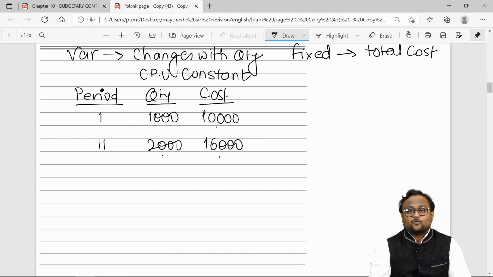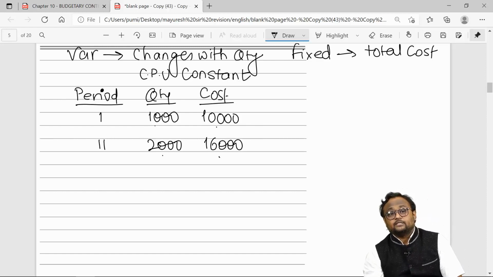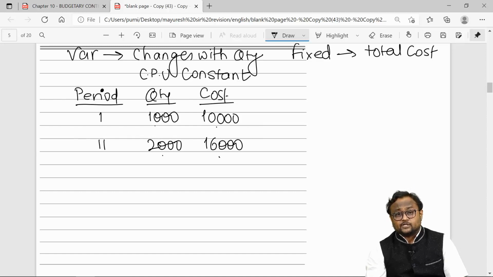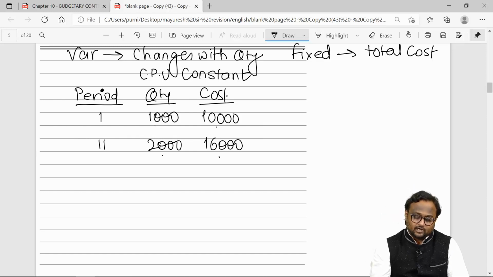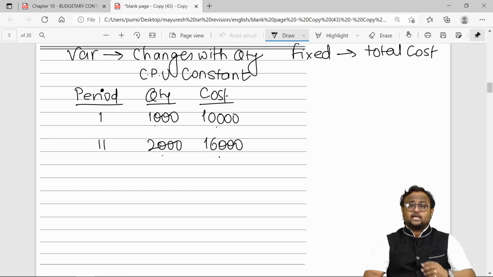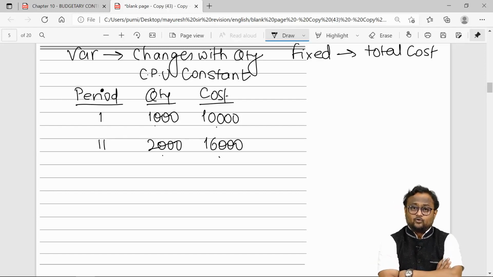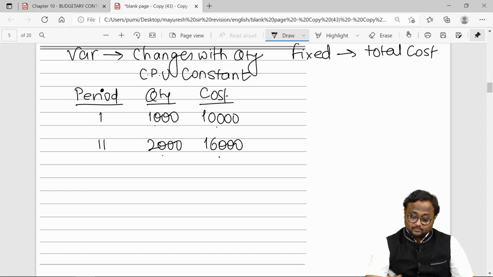Had it been a fixed cost, it would have been 10,10 for both the periods, or it would have been 16,16 for both the periods. So definitely this is not a fixed cost. Now, just because it is not a fixed cost, you can't take it as a variable cost structure, guys. I hope you know that. It can even be semi-variable, no?